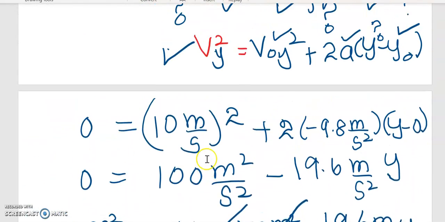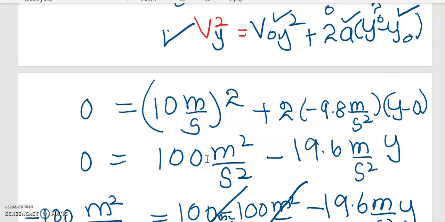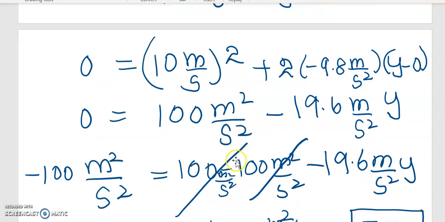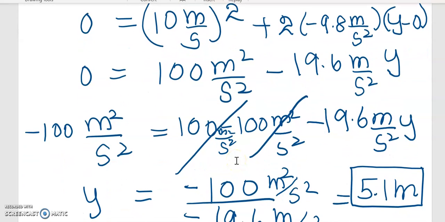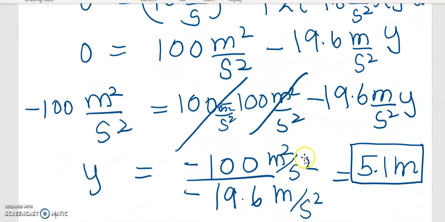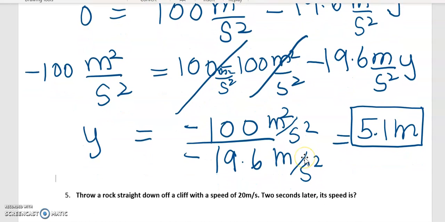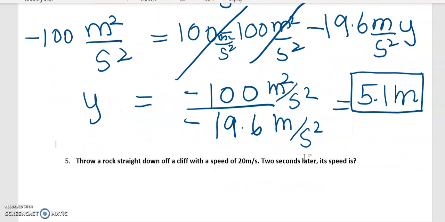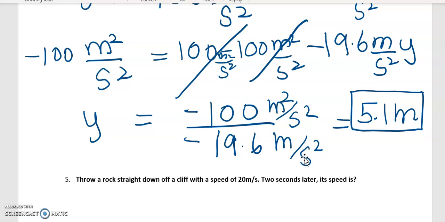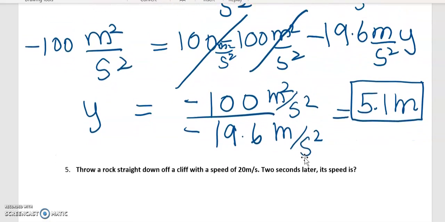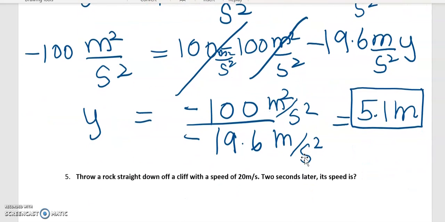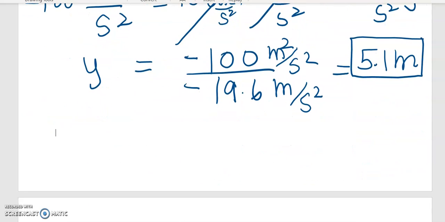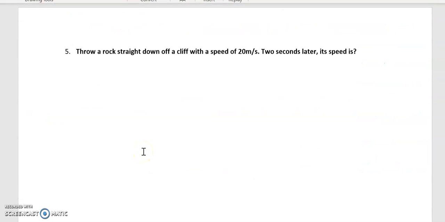Okay, so look, see what I did. I chose the correct equation, and then 10 squared plus 2 times negative 9.8 times the final y position, and I just simplified it. 10 squared is 100, 19.6, divided both sides by 19.6, and that's my answer for the final y position. Okay, alrighty, so now let's do question number 5.